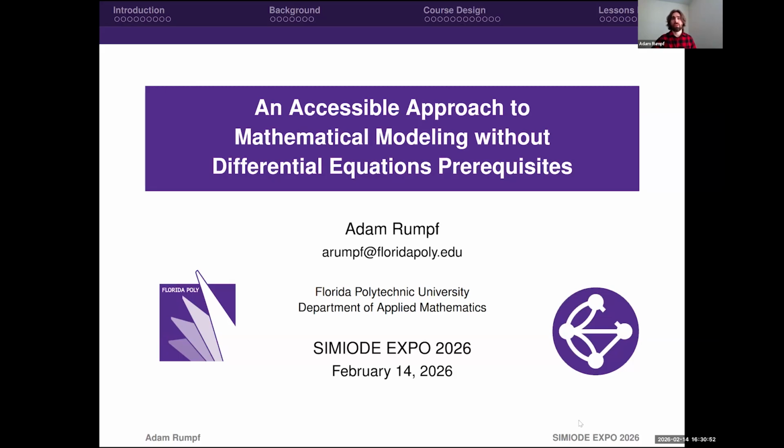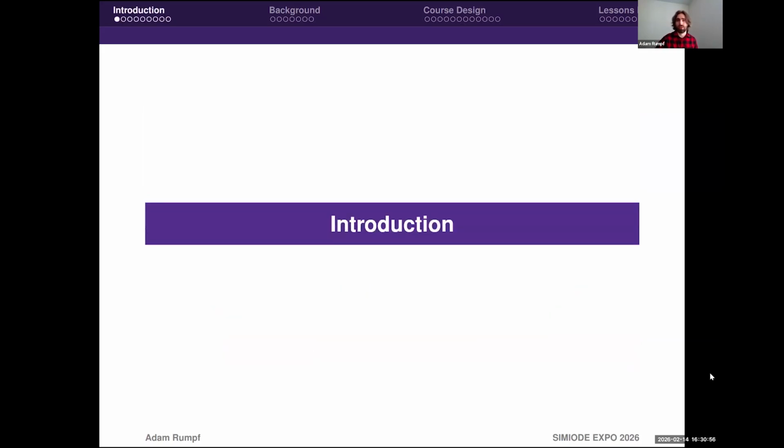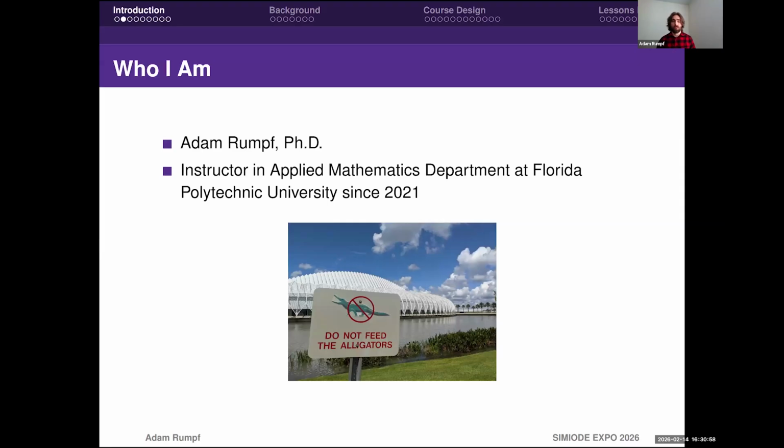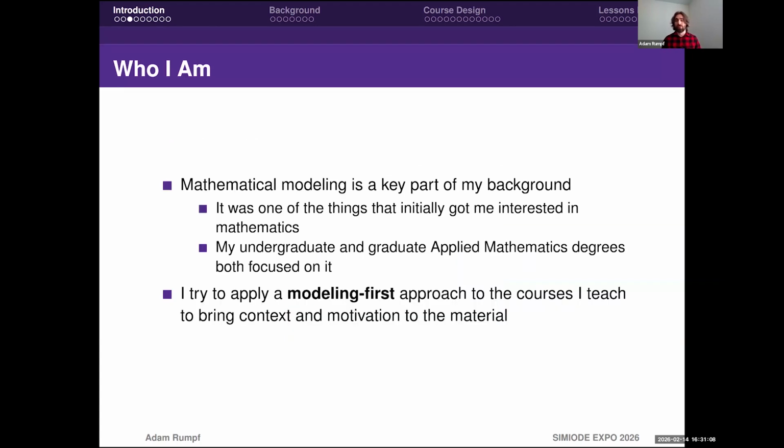Thank you to everyone for being here. First of all, just a little bit about myself. My name is Adam Rumpf. I'm an instructor in the Applied Mathematics Department at Florida Polytechnic University, where I've worked since 2021. Mathematical modeling is very important to me, and it's a big part of my background, and it's what initially got me into mathematics.